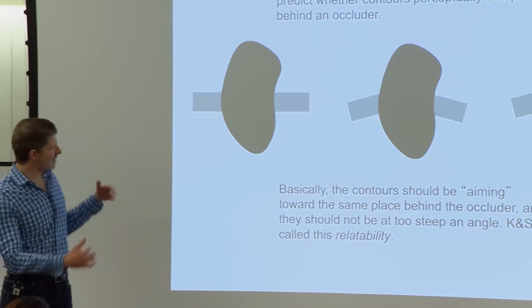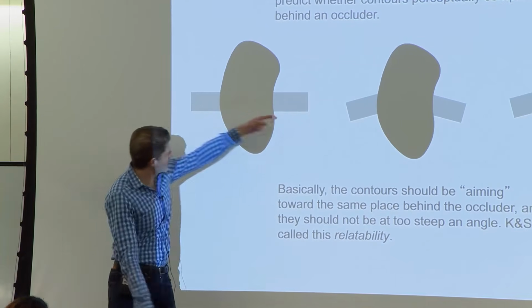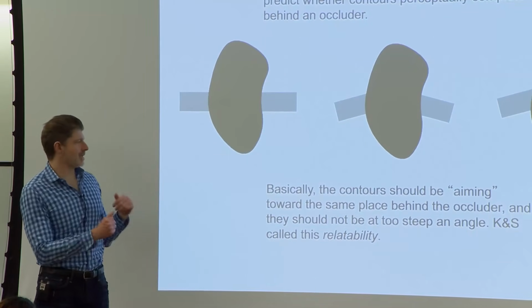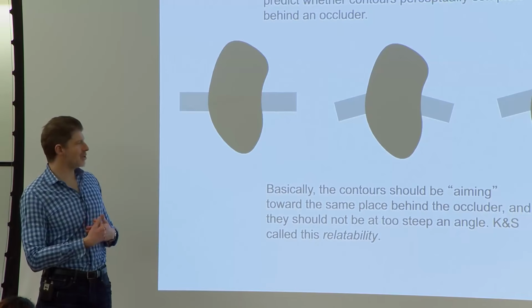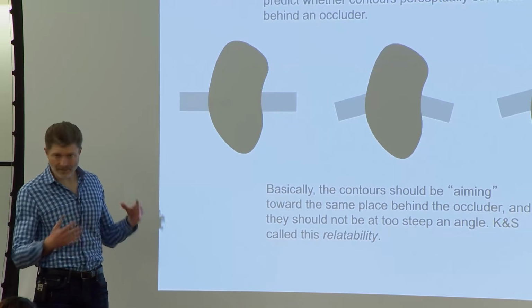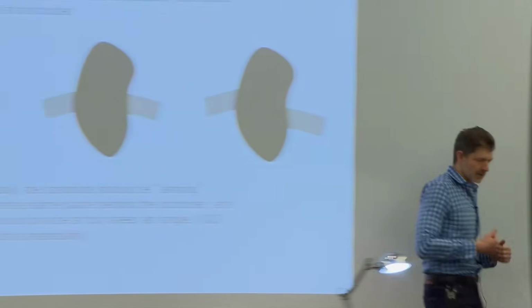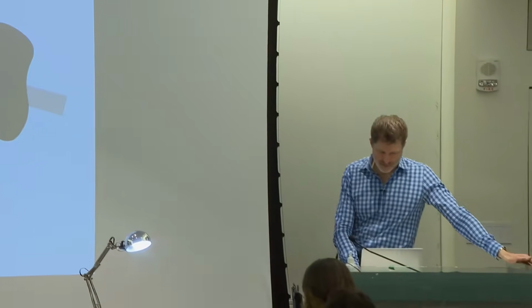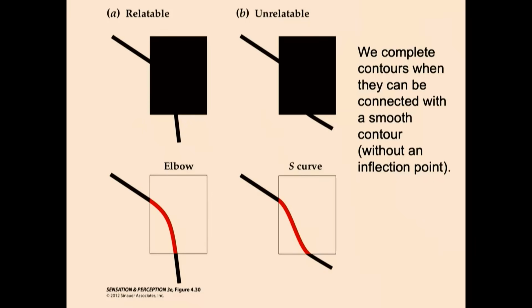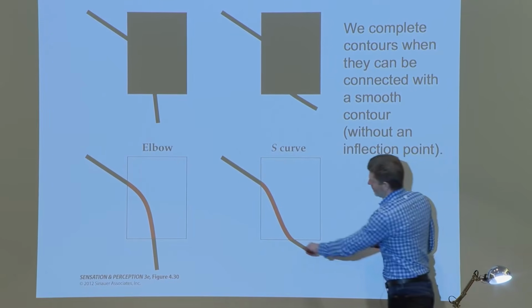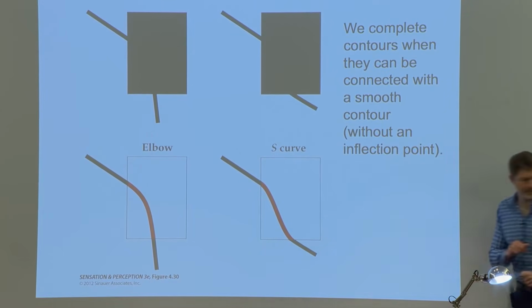And so the intuition is that the contours on either side of the occluder should be aiming towards the same place behind the occluder and shouldn't be at too steep of an angle. Okay? So that's what this term relatability really refers to. It's whether the contours can be connected in a smooth way. So here we have an example of something that is relatable. You can imagine this smooth curve joining the things behind an occluder. And these are unrelatable. There's an inflection point in the curve.